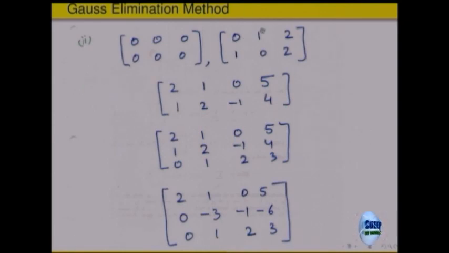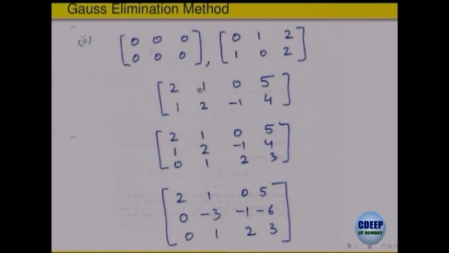For example, let us look at this one, 0, 1, 2 the first row, 1, 0, 2 the second row. Here the first non-zero entry in the first row is coming at the second column, but in the next row it is coming at the first column itself. So this is not in the row equivalent form. If I wanted to bring it in the row equivalent form, I will interchange these two rows. I will take it up and bring it down.